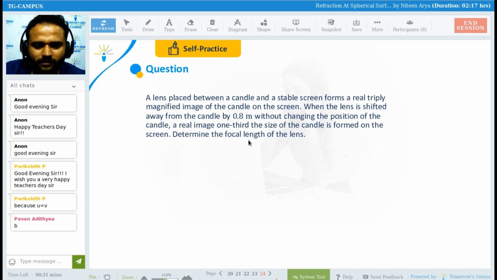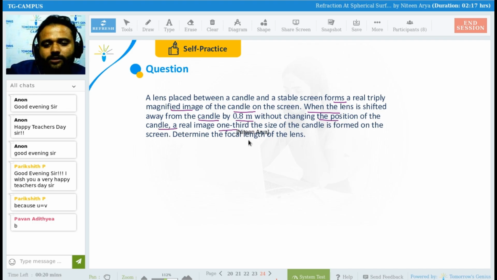Okay. Try this one. Focal length directly. Magnification is given. A lens is placed between a candle and a stable screen and forms a real, triply magnified image of the candle on the screen. When the lens is shifted away from the candle by 0.8 meter without changing the position of the candle, a real image 1/3 the size of the candle is formed on the screen. Determine the focal length of the lens.